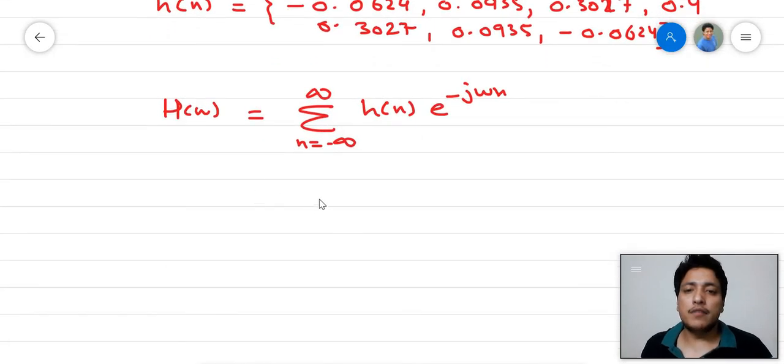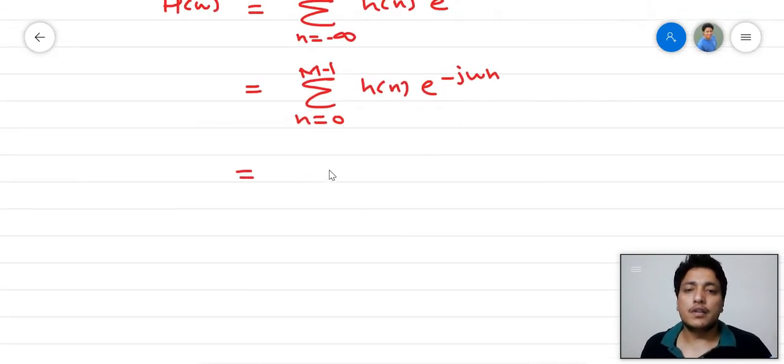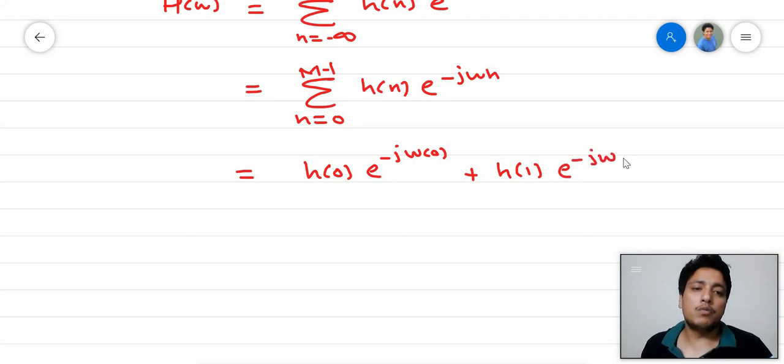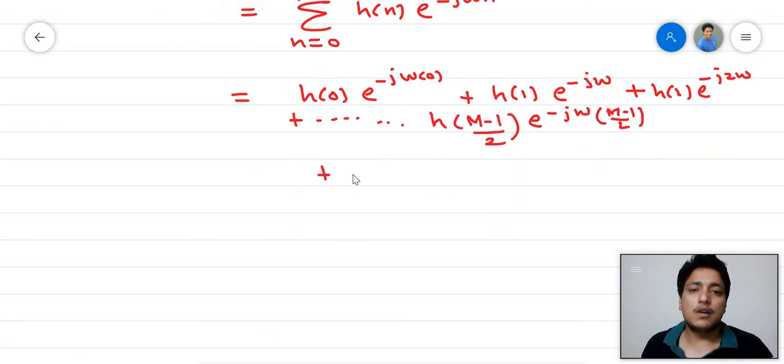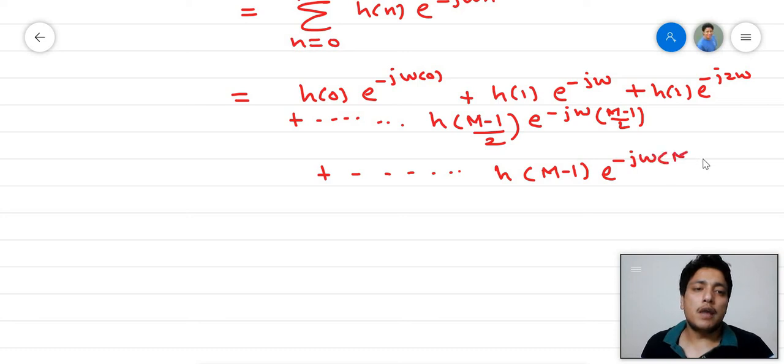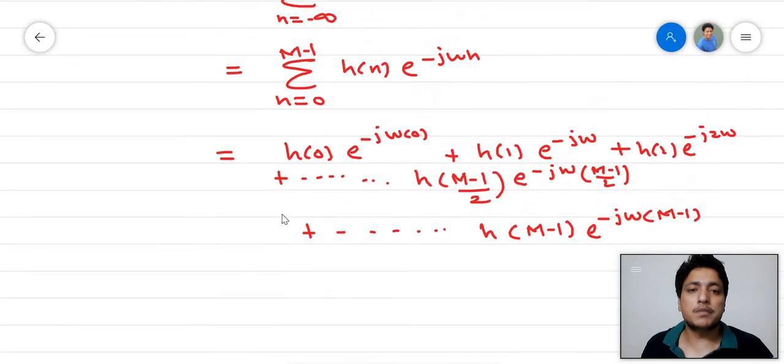Now this h(n) is actually defined from n equals 0 to M−1, h(n) e^(−jωn). So if we substitute the values, that is h(0) e^(−jω·0) plus h(1) e^(−jω) plus h(2) e^(−j2ω) plus up to h((M−1)/2) e^(−jω(M−1)/2) plus up to h(M−1) e^(−jω(M−1)). This is the overall series. We have just expanded it up to M−1.